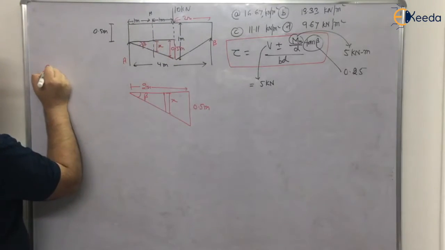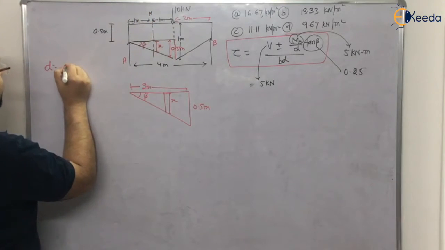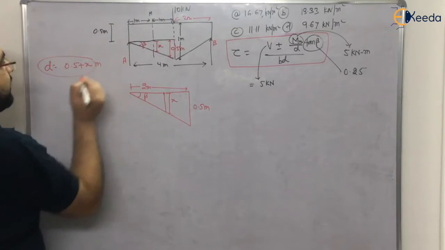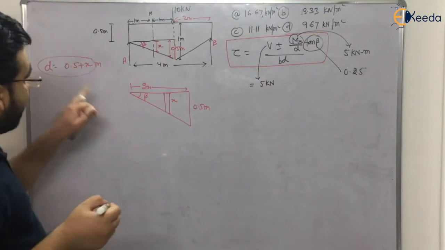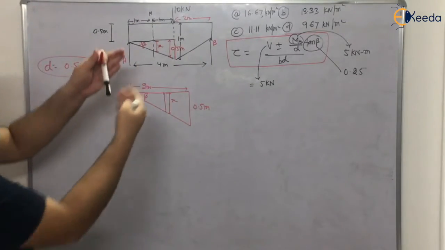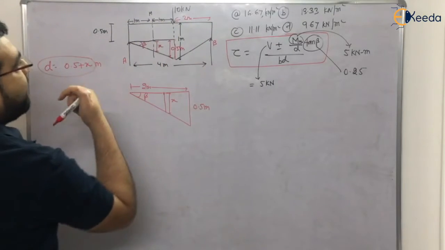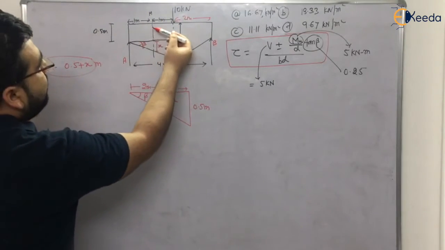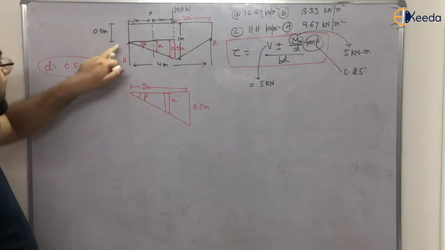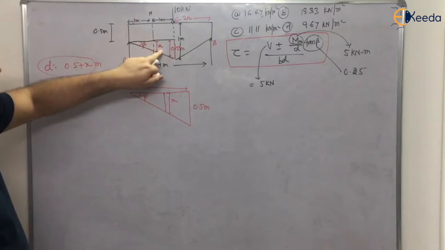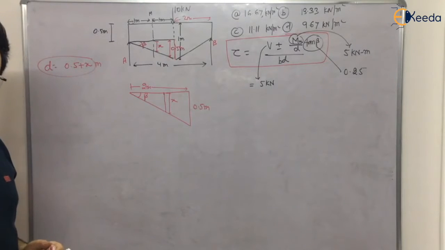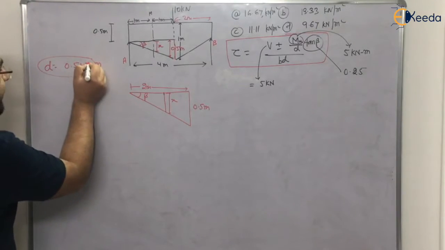Now I have to determine the value of D. So D will be equal to 0.5 plus x meter. If some students are not getting how D is equal to 0.5 plus x, just take out a section from here. If you cut the section and look at it from here, the effective depth will be 0.5 plus x, because it is a varying section. Here the effective depth is 0.5, here it will be 0.5 plus x, here the effective depth will be 1 meter, and so on. It is changing actually, right? So 0.5 plus x. Now we need to determine x.